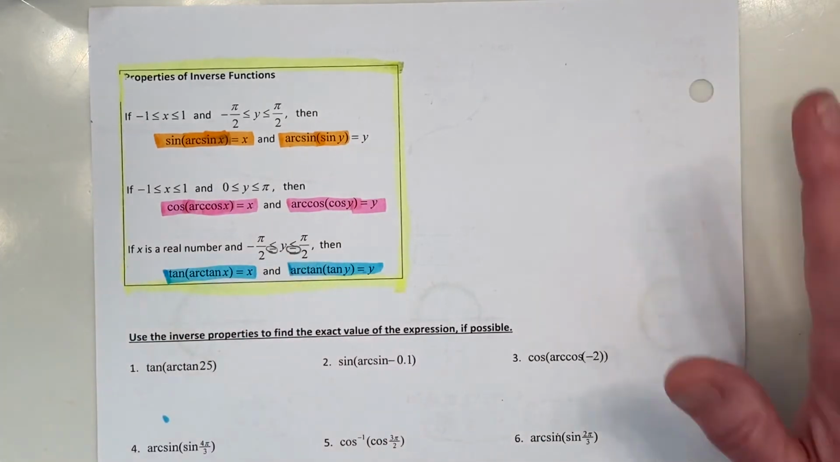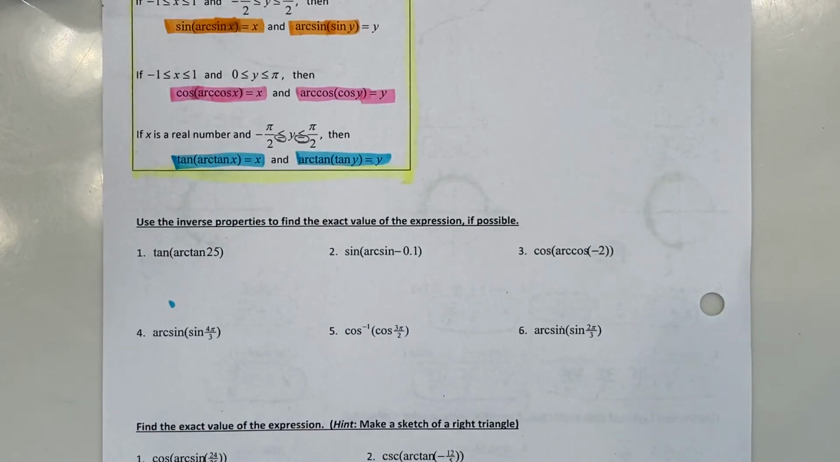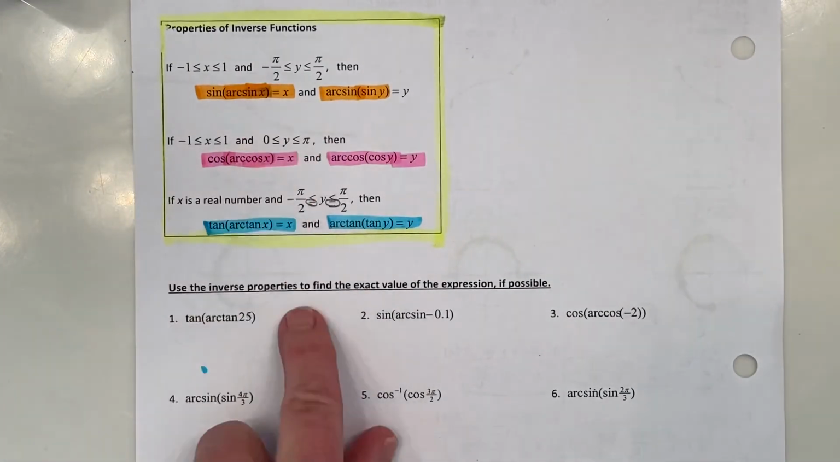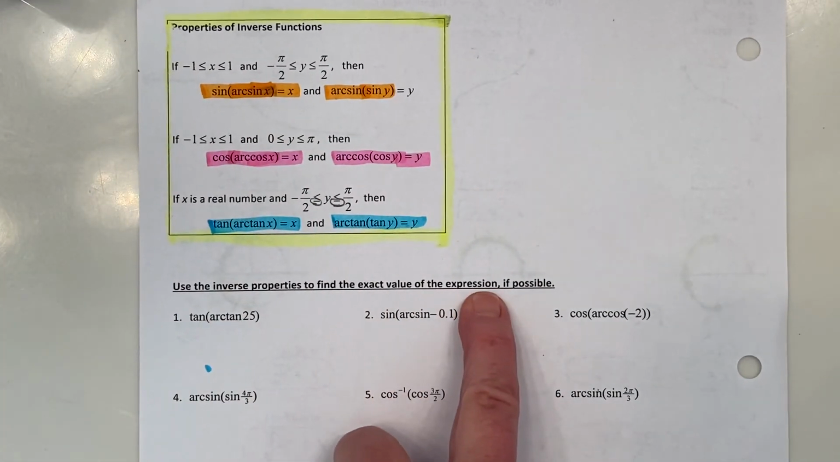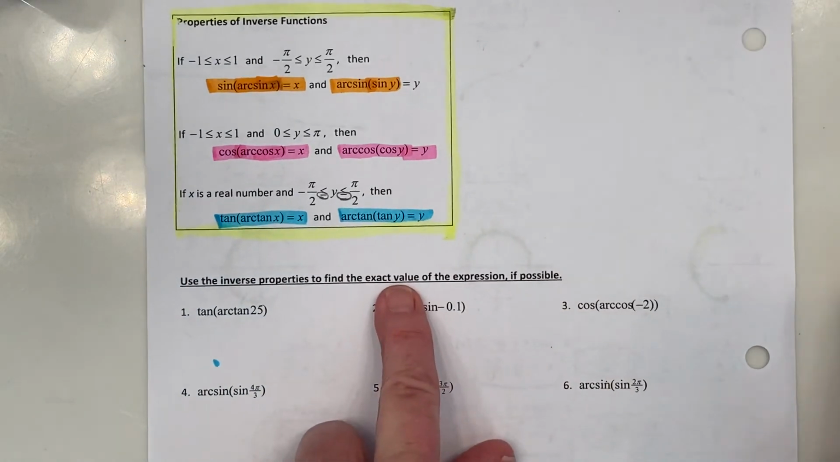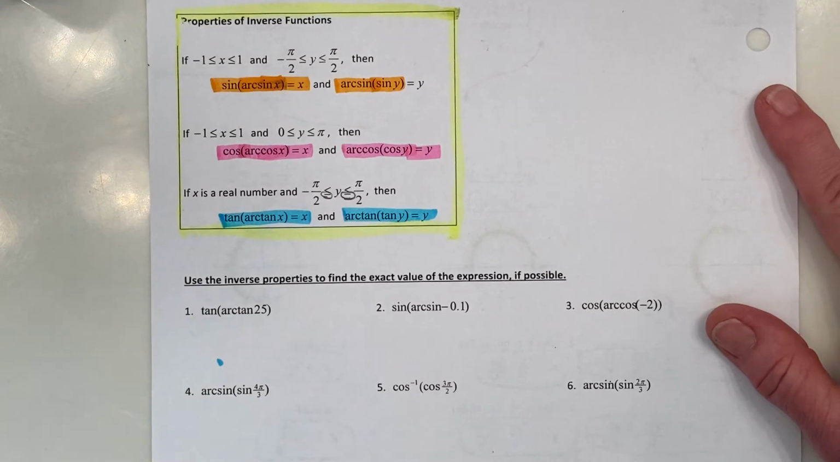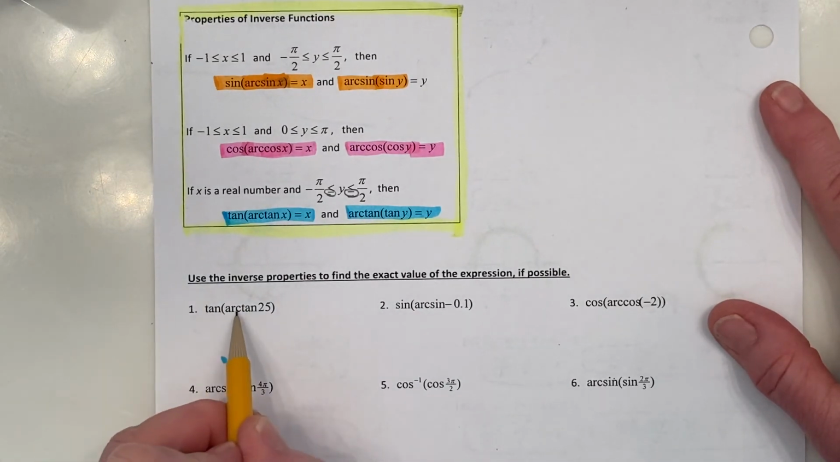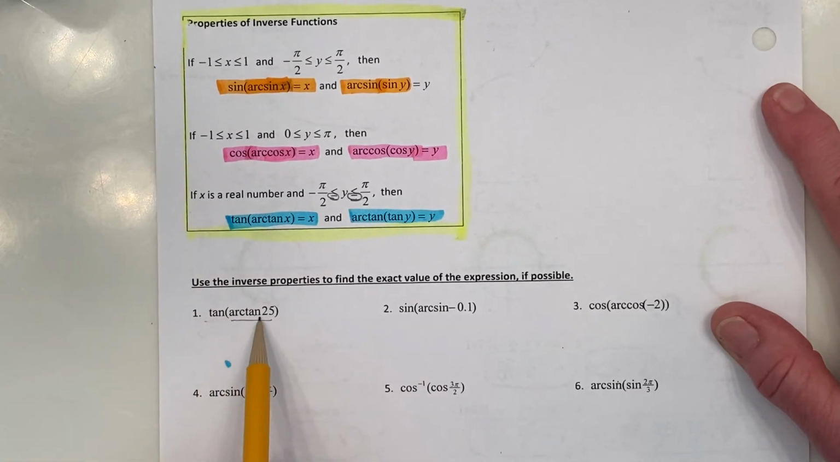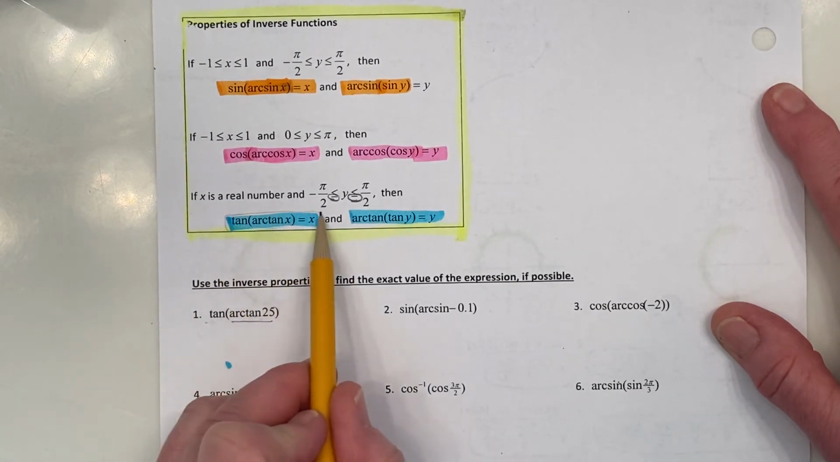All right, that was a lot. Let's see if we can put these properties into practice. It says, use the inverse properties, these, to find the exact value of the expression, if possible. So, no calculator usually when they say those words, exact value. All right, so for number 1, arctan. Arctan's on the inside, tangent's on the outside. So this problem fits this first property.